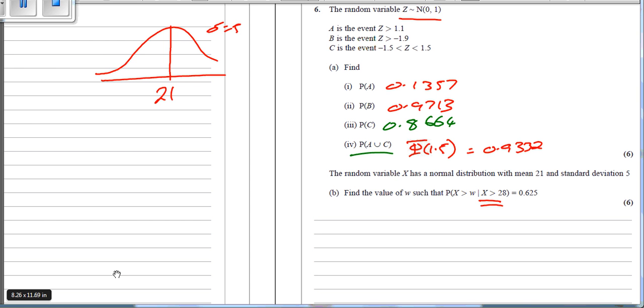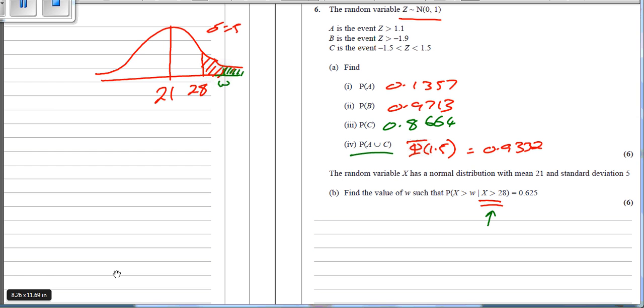So we're told, given that it's got a probability of more than 28, so that's that there, we've got to find the probability that it's bigger than something, given that it's more than 28, is 0.625. So therefore, our value is going to be here, say, so let's call that W. And this probability out of the total red and green probability equals 0.625.